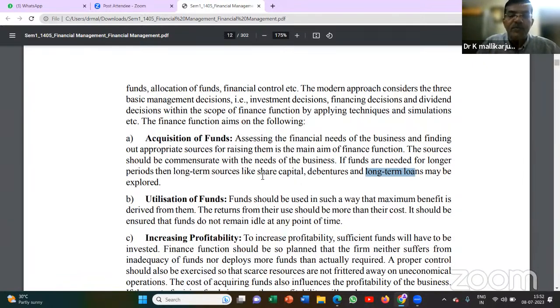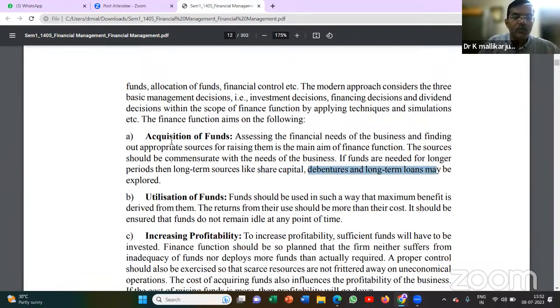After a certain period, the company has to pay the principal amount also. But equity shareholders, there is no need to repay. If the company goes for buyback, then only the company pays. Otherwise, the company need not pay any amount back to the existing shareholders, right? So this is acquisition of funds.